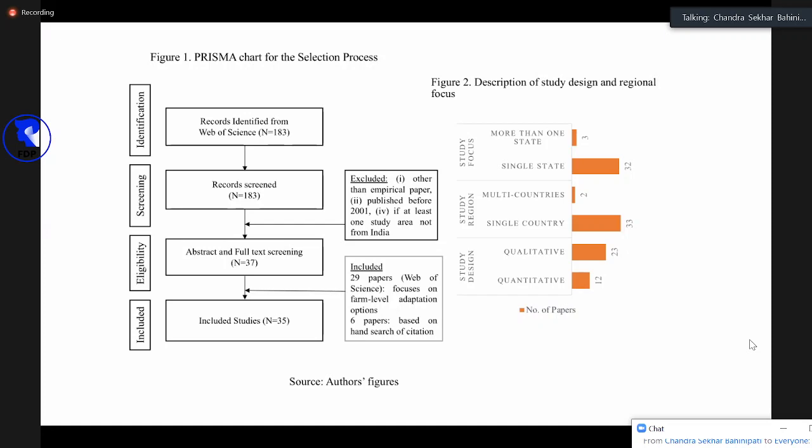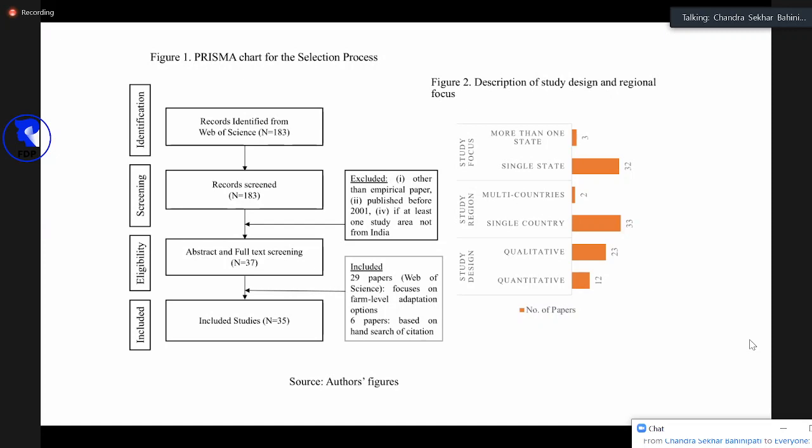Basically, this followed the criteria: empirical papers only, not published before 2001, with at least one study area from India. So we have excluded all the other papers and end up with a maximum of 37 papers. Then we went through the full text or abstract of these papers and excluded around 9 papers. So we end up with 29 papers from the Web of Science. Then we went through these articles' references and ended up with another 6 papers, based on the citations of these articles. So we end up with 35 papers.